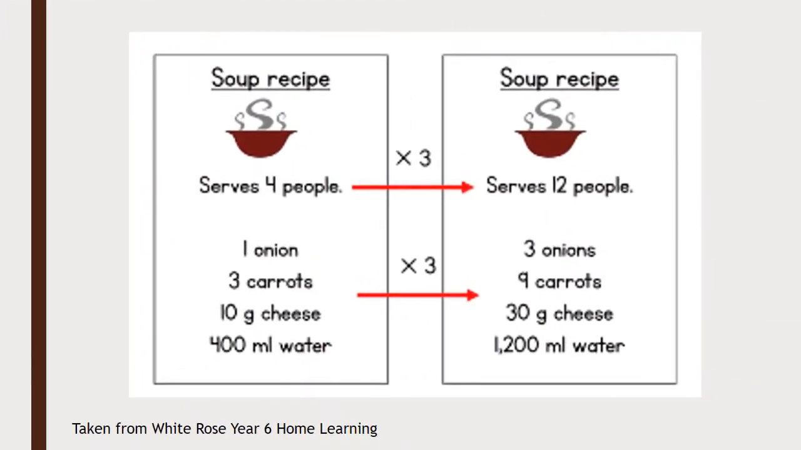So for 12 people, we do exactly the same as what we did when we looked at the numbers from 4 to 12. We times it by 3. We just need to multiply all of our ingredients then by 3. Voila. So instead of 1 onion, we'll use 3 onions. Instead of 3 carrots, we'll use 9 carrots. Instead of 10 grams of cheese, we'll need 30 grams of cheese. And instead of 400 milliliters of water, we'll need 1,200 milliliters of water.